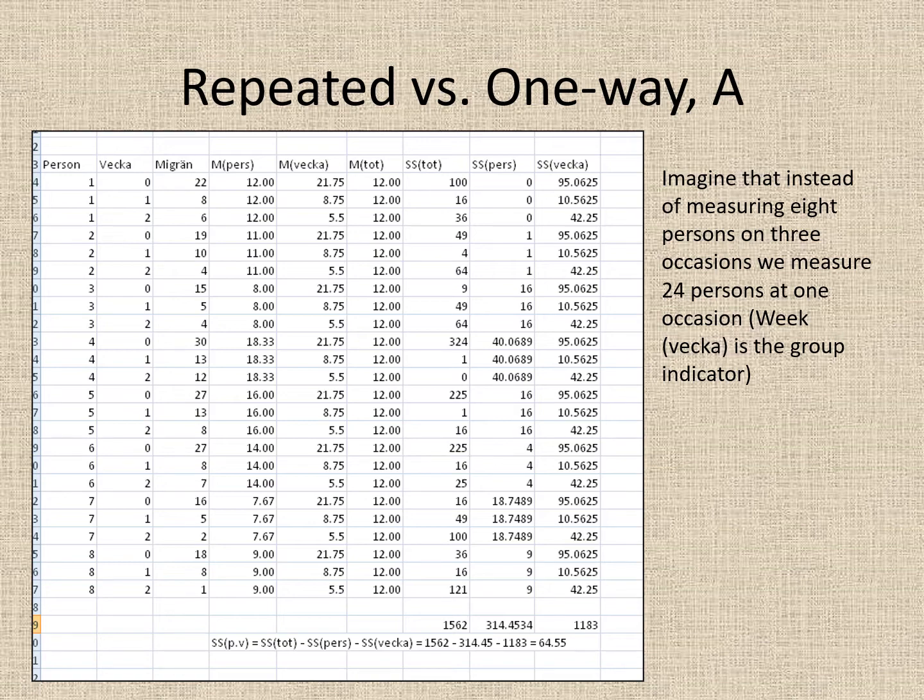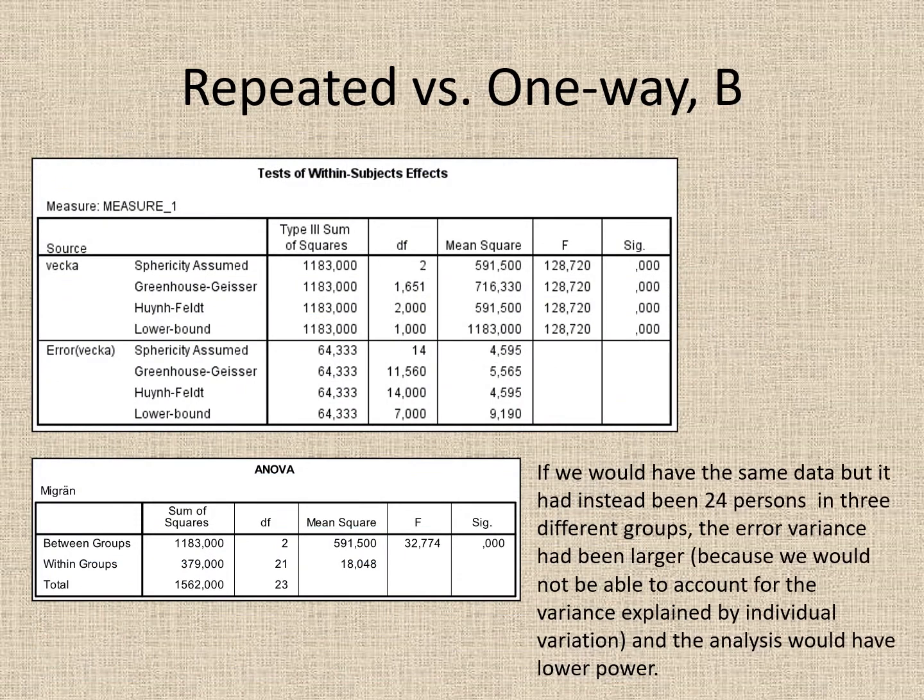You see the sum of squares is exactly the same. The degrees of freedom is exactly the same. The mean square is exactly the same. But the F ratio is much smaller here. It's still very significant, but of course, it's excessively high here.